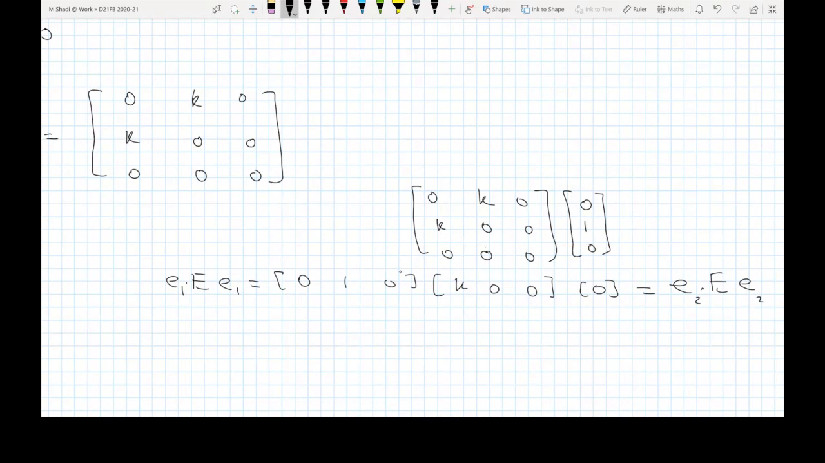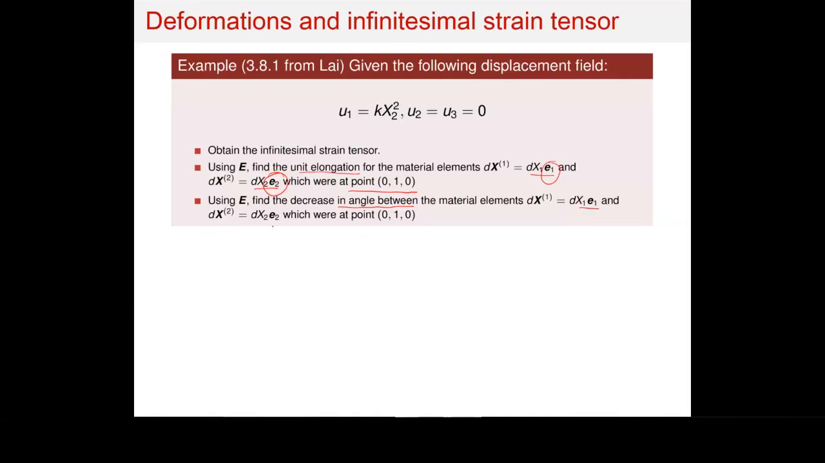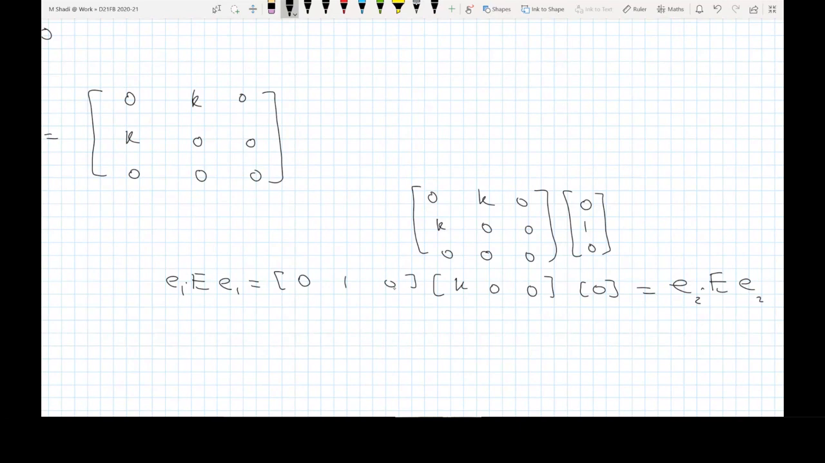Now the final thing to do is to find a change in the angle between E1 and E2. So now we need to multiply with E1 from left and E2 from right, or E2 from left and E1 from right. It doesn't make any difference. So I'm just going to use E1 from left and E2 from right. So this is E1, E2, E1, E2. All right, so 0 multiplied with 0 is 0. K multiplied with 0 is 0. 0 multiplied with 0, this is 0. So you have 0 entry in there.